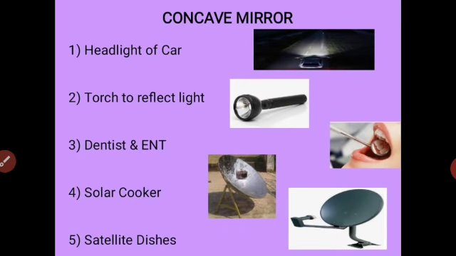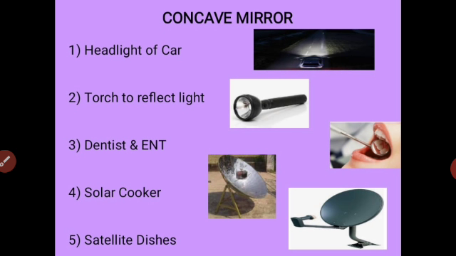Concave mirrors are used in the headlight of car. The bulb of the headlight is placed at the focus of the concave mirror and the back side is all in the curved shape. This helps the light rays to fall on the concave mirror from the focus where the bulb is kept, and you get a fine beam of light highly intense from the headlight.